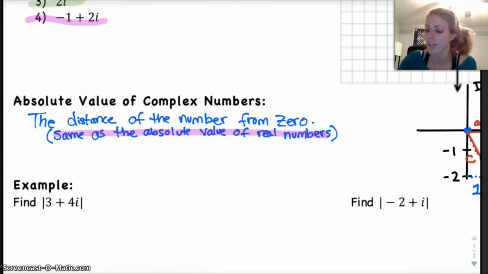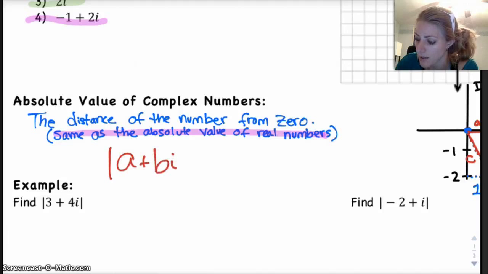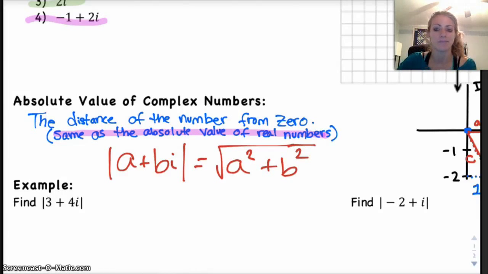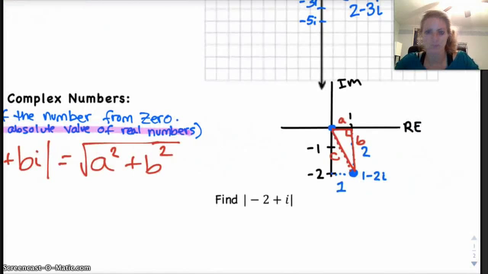So algebraically, if you're trying to find the absolute value of a plus bi, that is equal to the square root of a squared plus b squared, okay? No i included. You don't have an i in there. So that's kind of like your formula, but the Pythagorean theorem is where it comes from, just so you have an idea of what that actually means and why that formula is what it is.